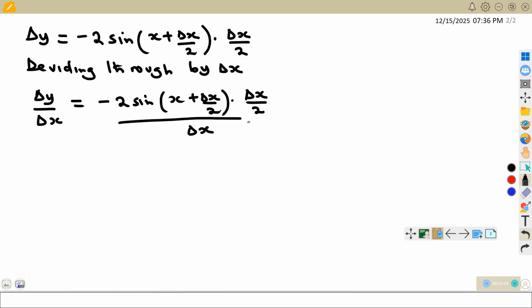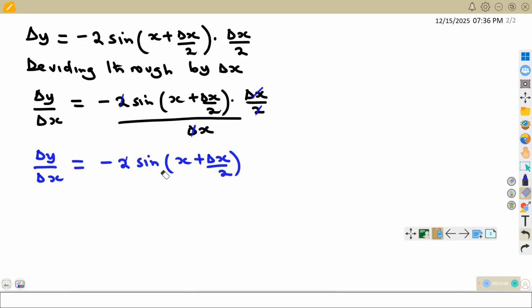So from here, you can easily see that this delta x and this one will cancel out. So we shall remain with delta y over delta x, which is equal to minus 2 sine of x plus delta x divided by 2. I can as well cancel this one out, such that we remain with only minus of that. So these two will cancel with this, delta x will cancel with that. So from this given step here, we have delta y over delta x, which is equal to that.